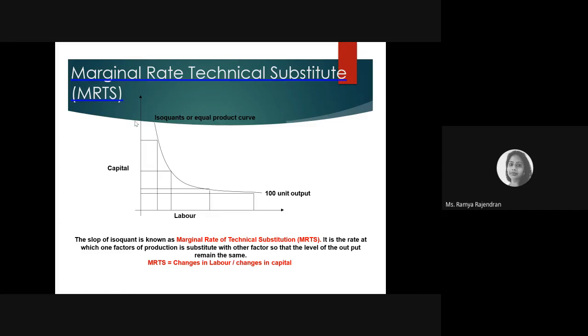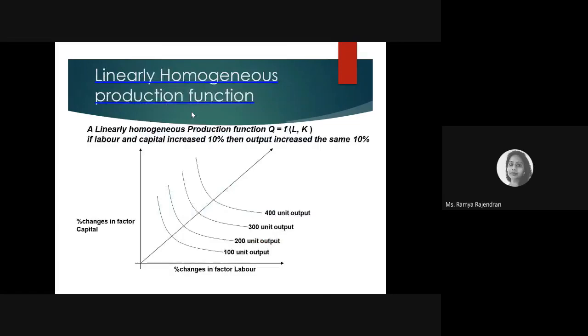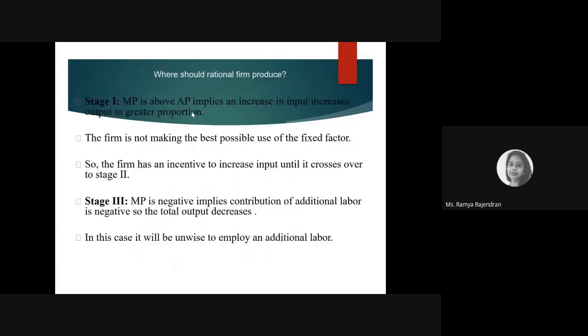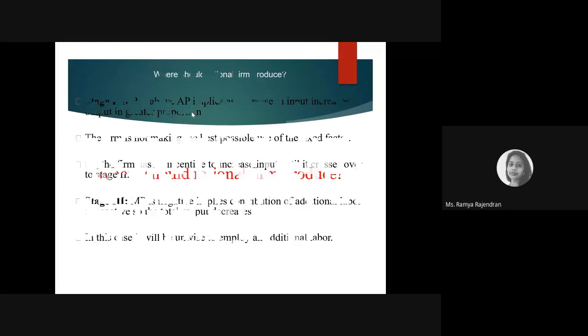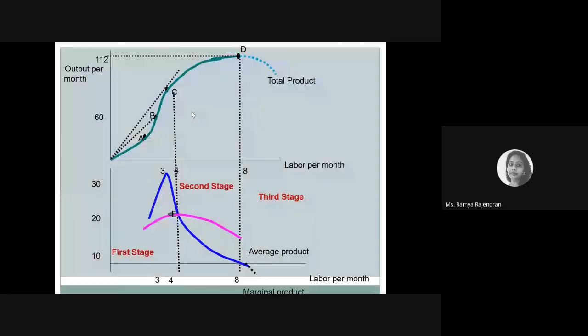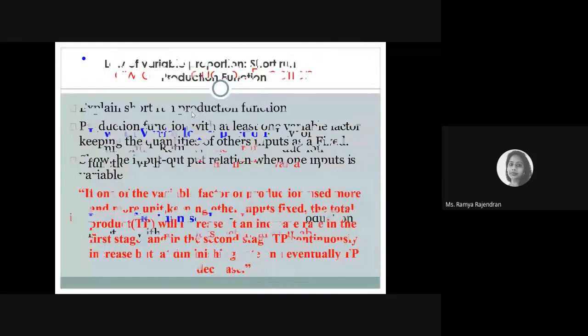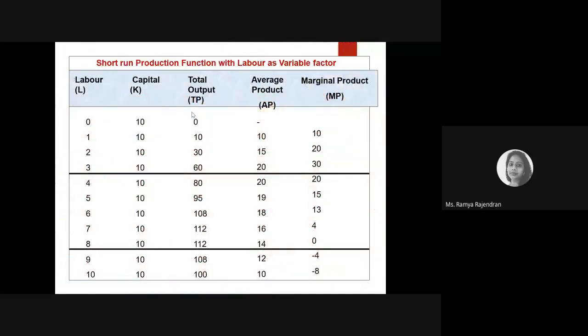Hope you all got this. So the slope of the isoquant is called MRTS. So far we have been discussing the production function, two different laws, isoquants, homogeneous function, heterogeneous function, linear homogeneous function, and many more. Also, we discussed when any rational firm should produce.